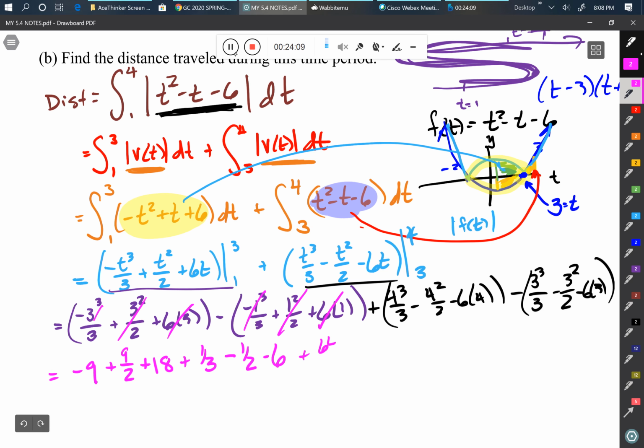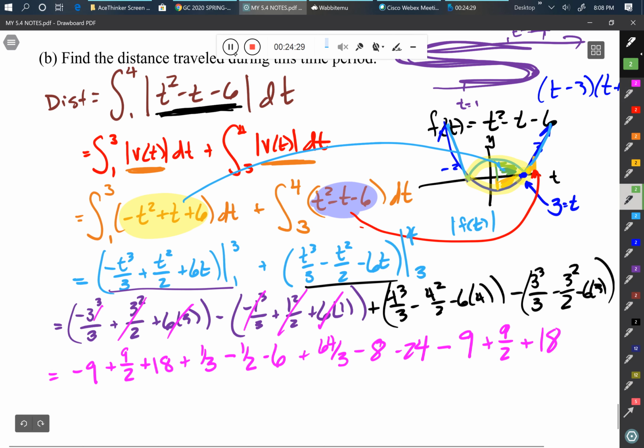plus 64/3 minus 8 minus 24 minus 9 plus 9 halves plus 18. Whew. Let's see. I got a negative 9 and a negative 9 and a positive 18. That's 0. I've got a negative 6 and a negative 24. That's negative 30. Minus 8, that's negative 38. Plus 18, that's negative 20.